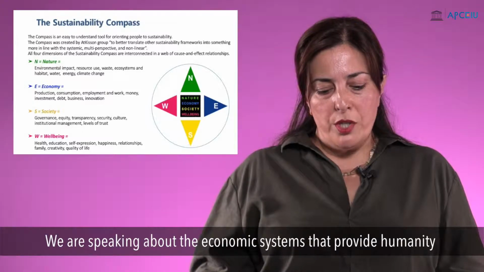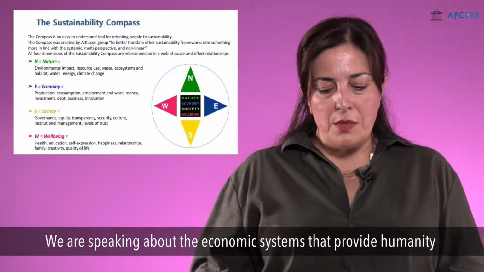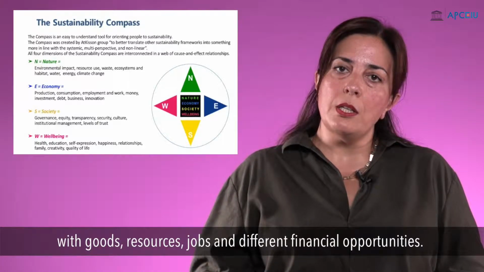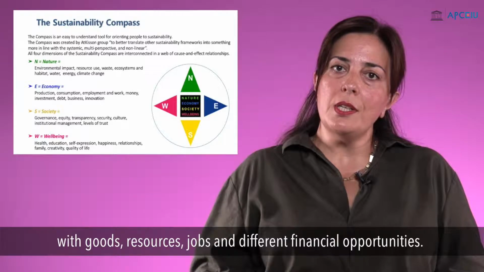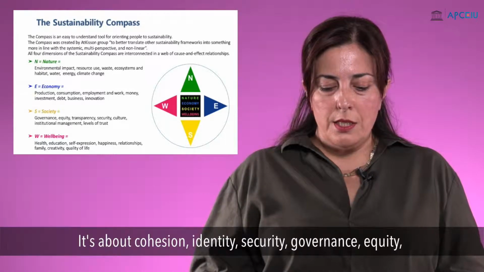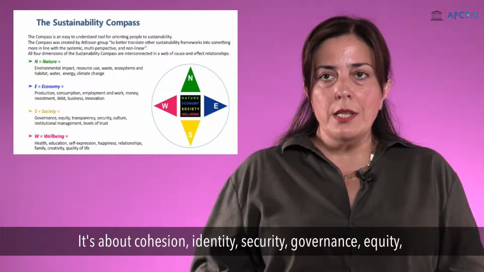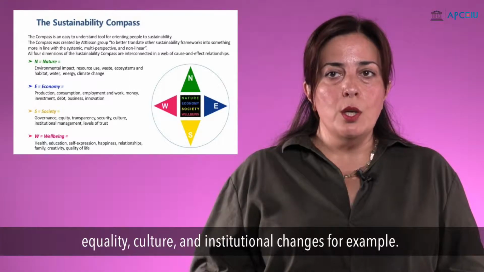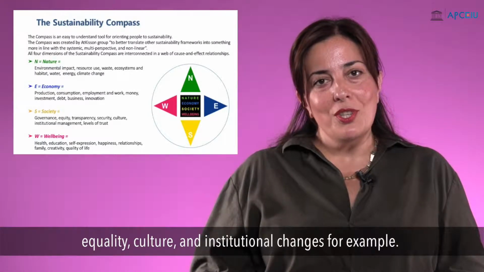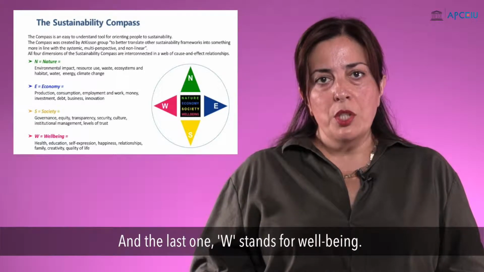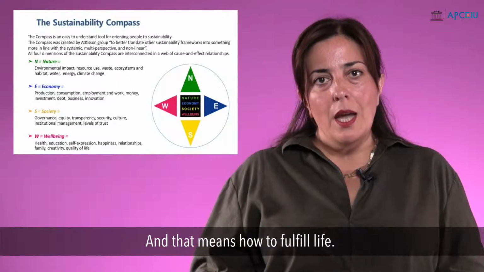and E stands for economy. We're speaking about the economic systems that provide humanity with goods and resources, jobs, and different financial opportunities. And S stands for society. It's about cohesion, identity, security, governance, equity, equality, culture, institutional changes, for example. And the last one, W stands for well-being, and that means how to fulfill life.